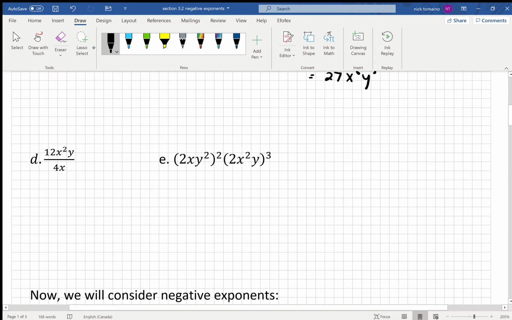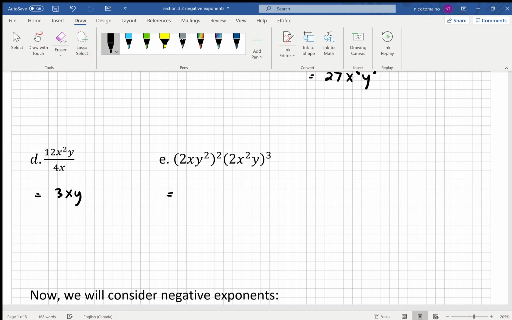Okay, next one. Now we're dividing, same thing, you divide the coefficients. So you divide 12 and 4, which is 3. If the 4 didn't divide into 12, suppose for example it was 8, then you would just reduce the fraction. But in this case, the 4 divides in, so it becomes 3. X squared divided by x, you subtract the exponents, so it's just x, and then y, because there's no y in the denominator.